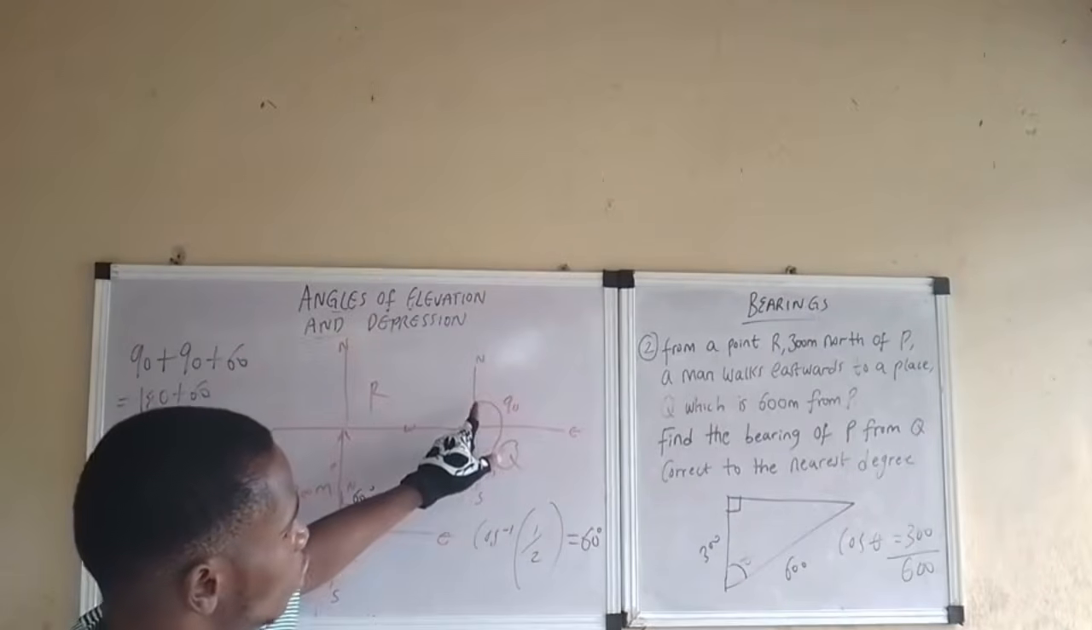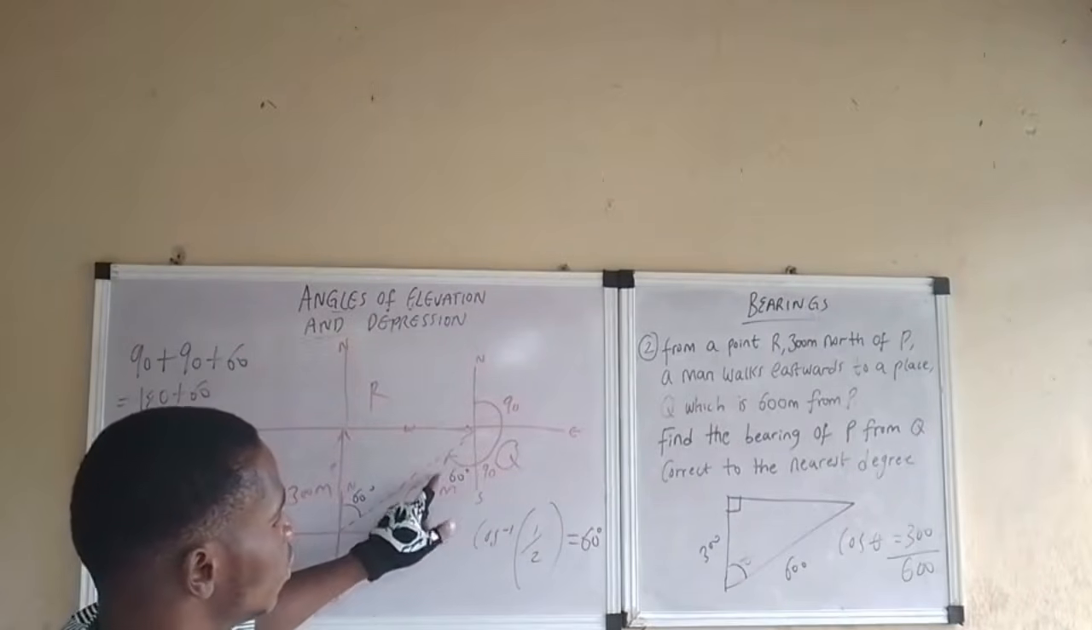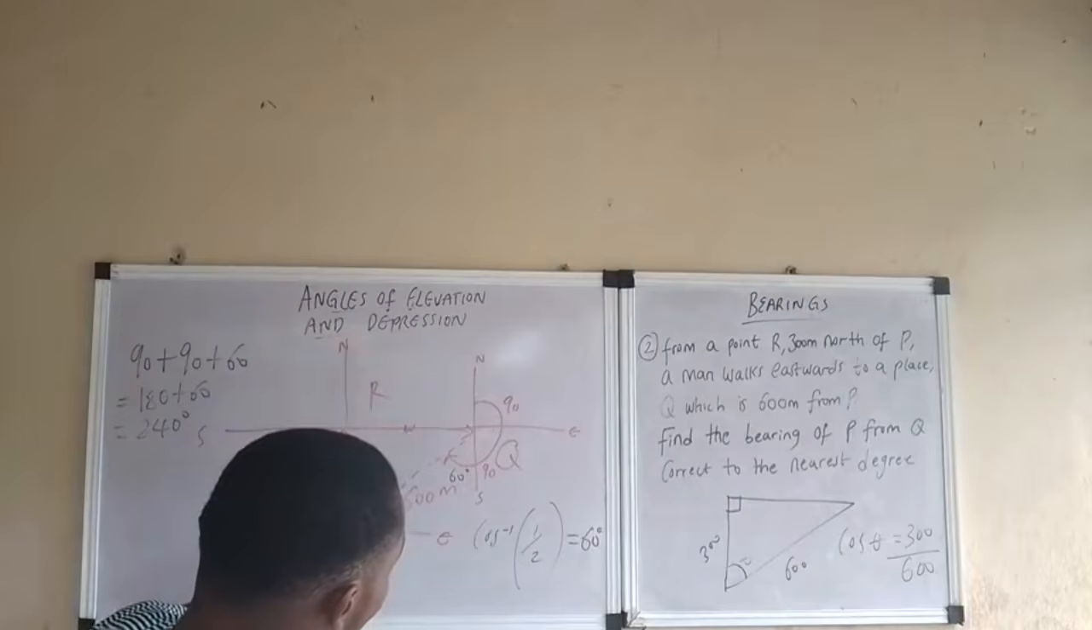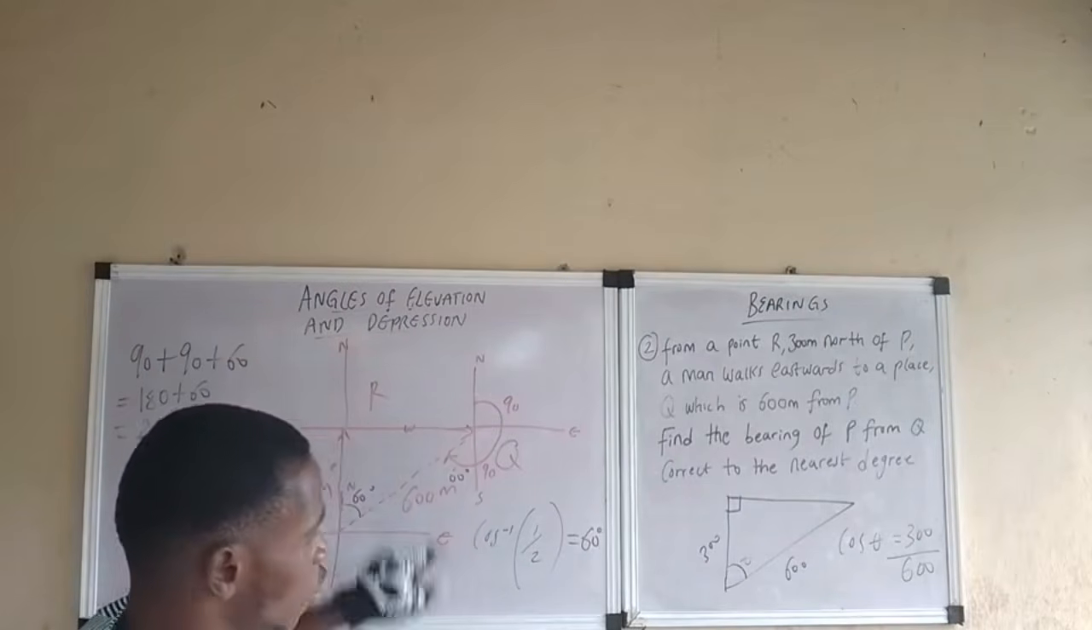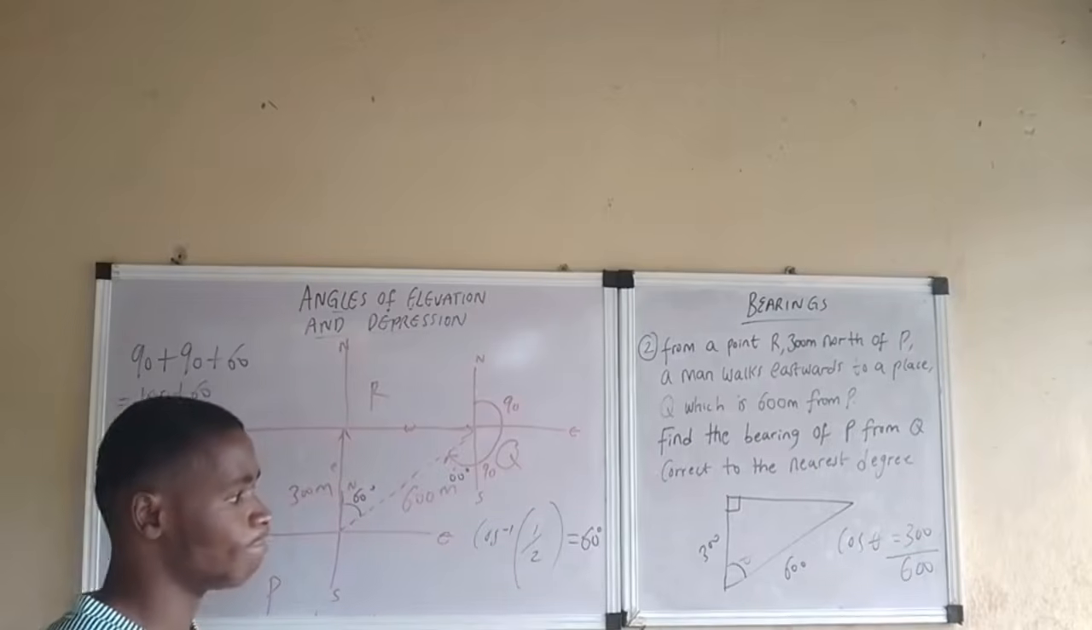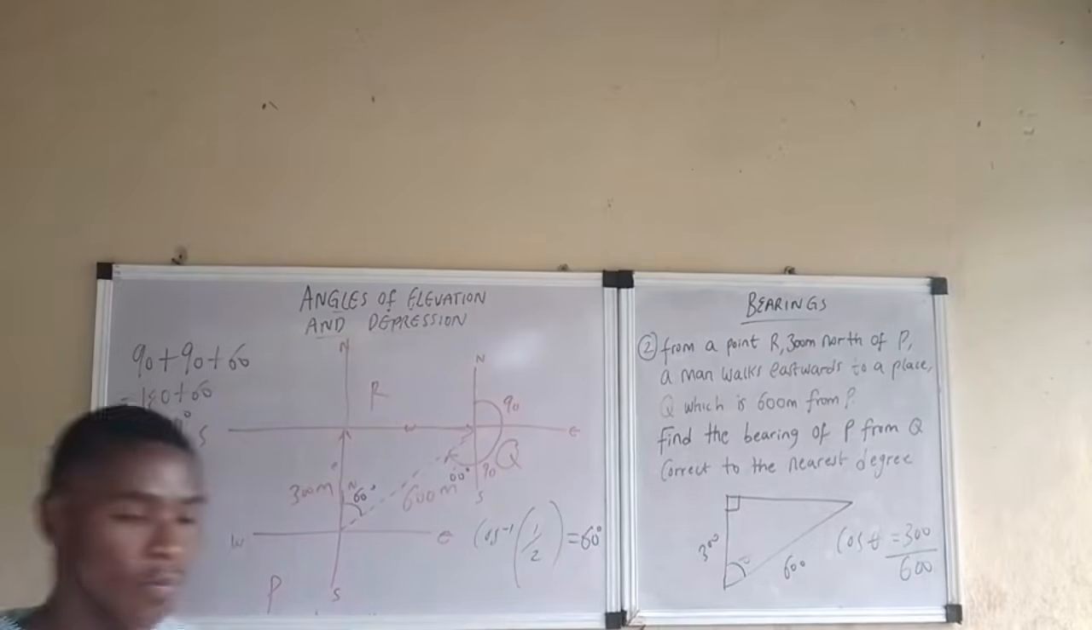So this position is already 90 degrees. This is 90 degrees. You need to find this position. And then bringing out this triangle, alternate angle is going to help us to get what the value of this position is going to be. So that's how you attempt a question like this on bearing.